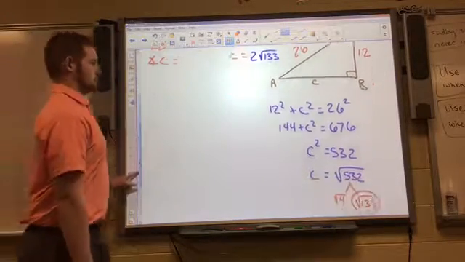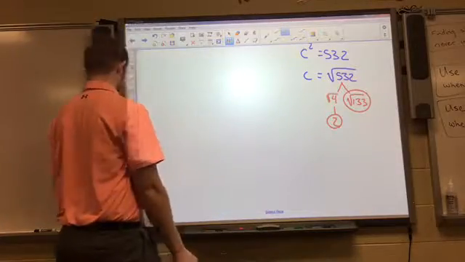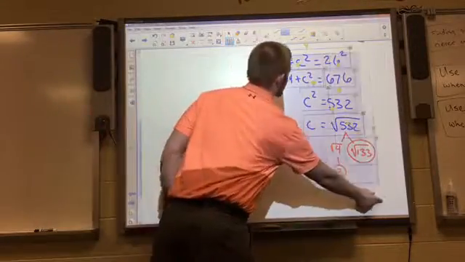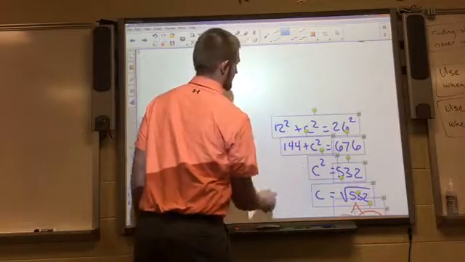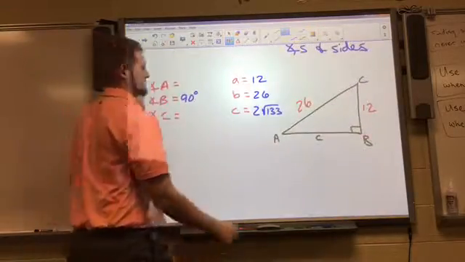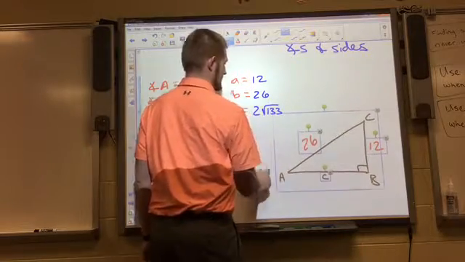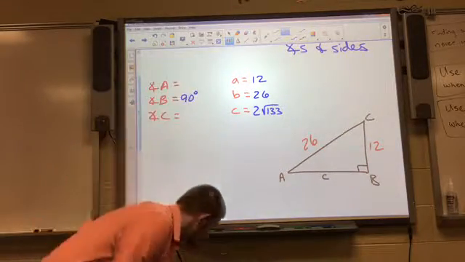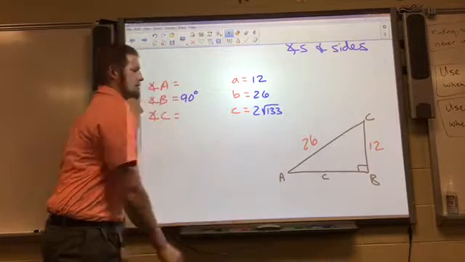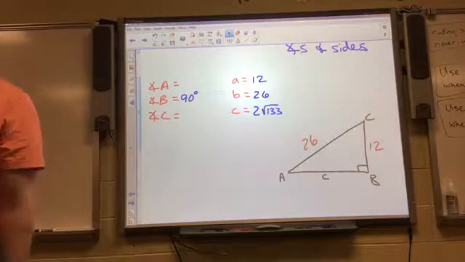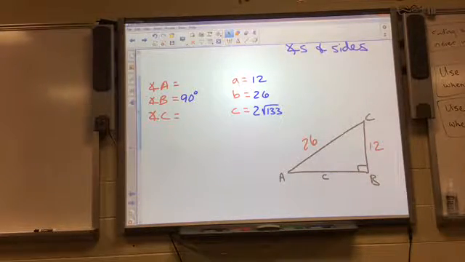Okay. The next thing that those of you who were gone yesterday wouldn't be able to get to is these angle measures. We have to now find angle A and angle C. Okay? And this is the new stuff here for us.